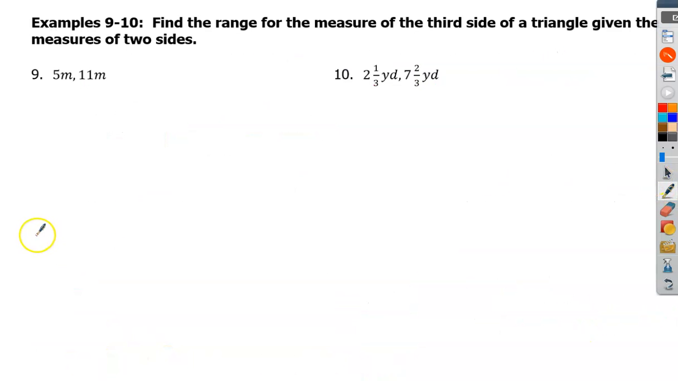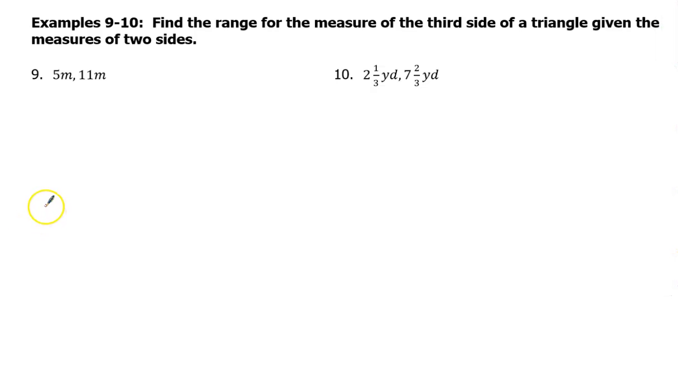Okay, number 9 and 10. On these ones, we have to find the range for the measure of the third side of the triangle, given these other two measures. It only tells us two sides, so the third side could be smaller than these two, it could be in the middle, or it could be larger. So we just need to figure out which one will work.